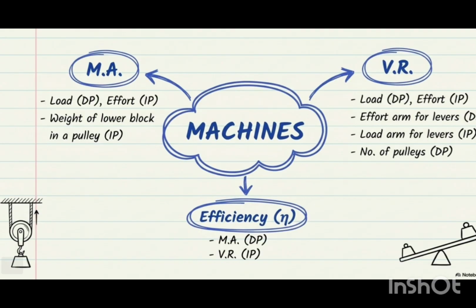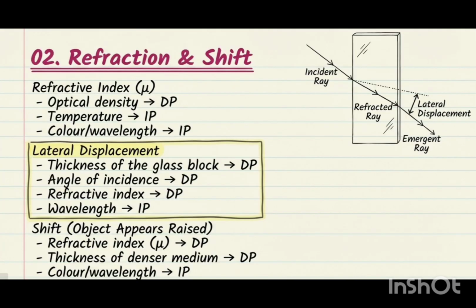In real machines, efficiency is always less than 100%. This is mainly due to friction and the weight of moving parts. Now let's revise refraction of light. Refraction occurs when light passes from one medium to another and changes its direction. This bending of light happens because the speed of light changes when it enters a different medium.